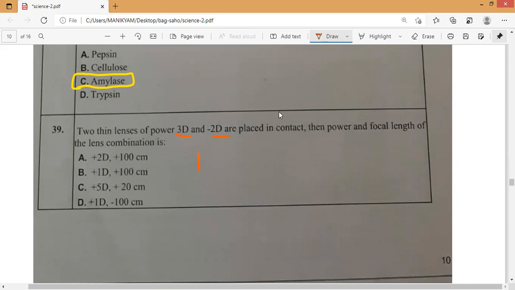The power of the combination is P1 plus P2, which is equal to 3 plus minus 2D, which is equal to plus 1D. Now, all this you are not supposed to solve in the exam, but I am explaining it to you. So 1D, positive means which lens? It is convex.